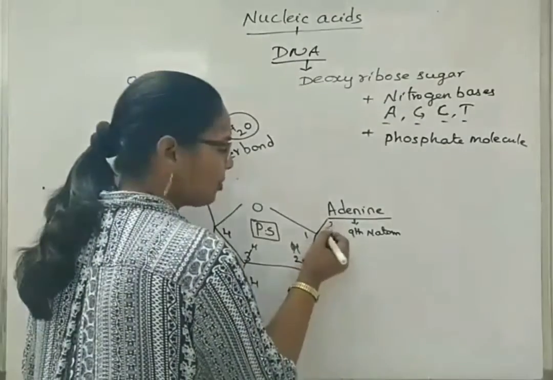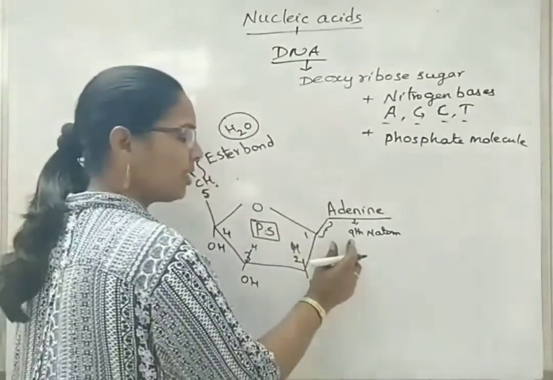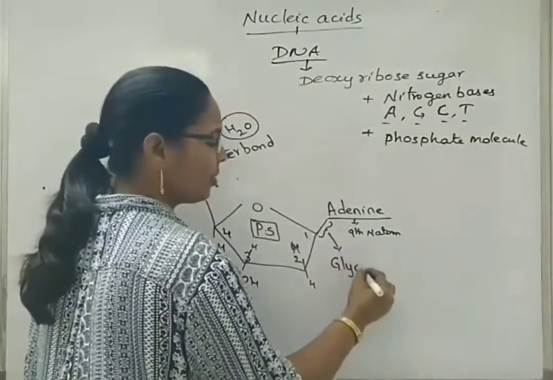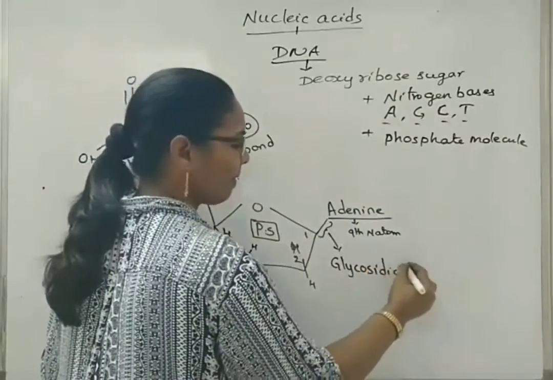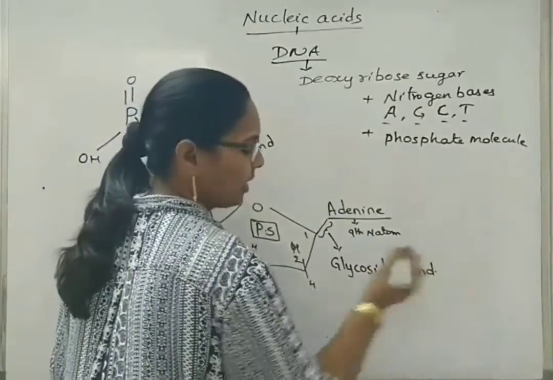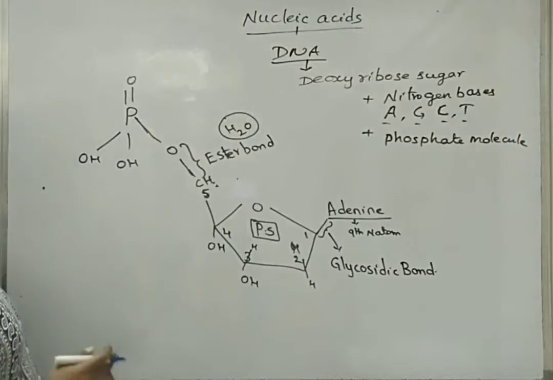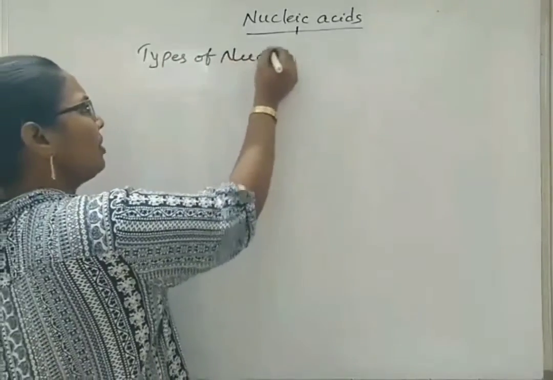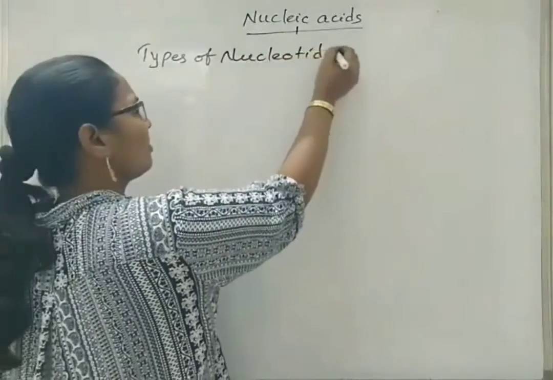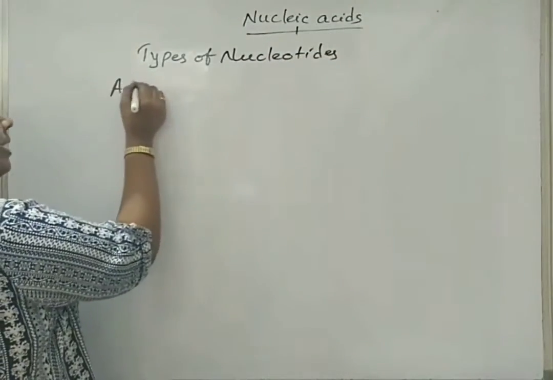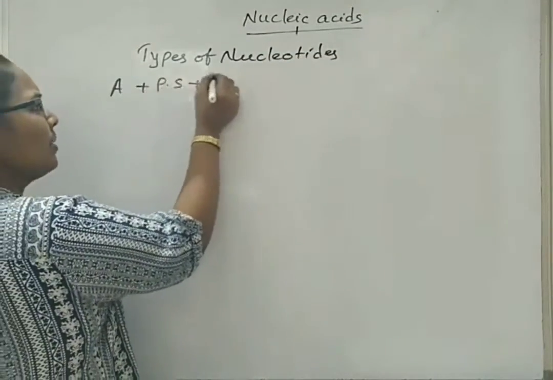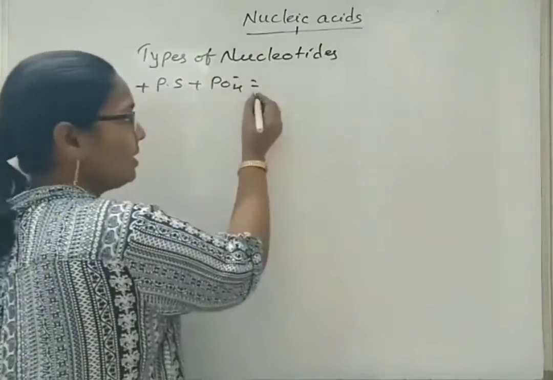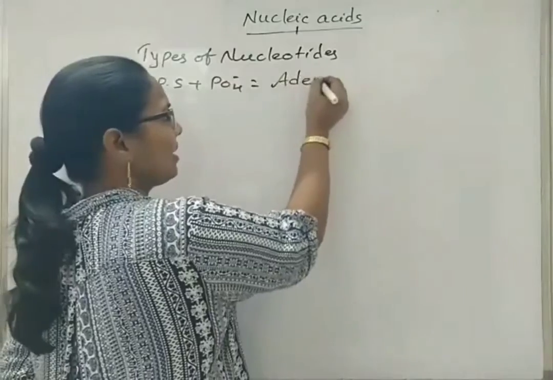Now, one more MCQ. The bond formed between the nitrogen base and pentose sugar can be termed a glycosidic bond. Glycosidic bond. We can also learn the types of nucleotides. So, adenine plus pentose sugar plus phosphate molecule. This is called adenylic acid.